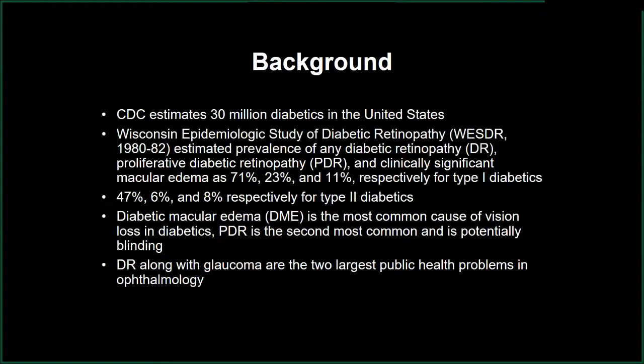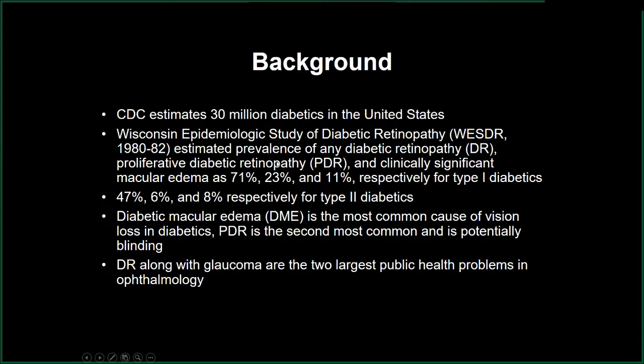So I won't belabor any of this. This audience probably knows these sorts of figures better than I do. There's at least 23 million diagnosed diabetics in the US, probably more than that, many of whom are going around undiagnosed, 7 million or more. And of course, diabetic retinopathy is one of the principal microvascular complications of diabetes. And just the prevalence in all comers with type 1 diabetes and type 2 diabetes is very high. So any diabetic retinopathy in type 1 diabetics is 70% versus about half of type 2 diabetics.